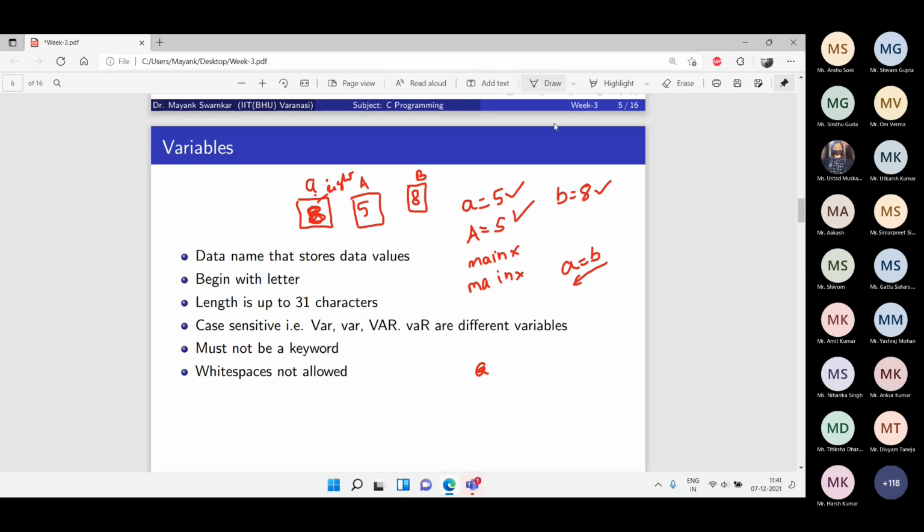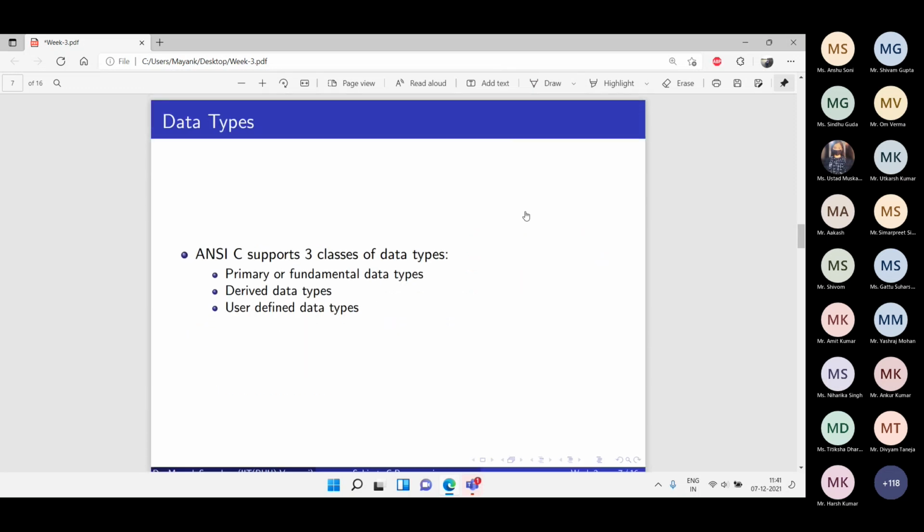So these are variables. Now comes the data types. In ANSI C, we have already talked about what ANSI C is. This is the standard C, which supports 3 classes of data type: primary or fundamental data type, derived data type, and user defined data type. Currently we'll study primary data types, then we'll have derived data types also, then user defined data types.